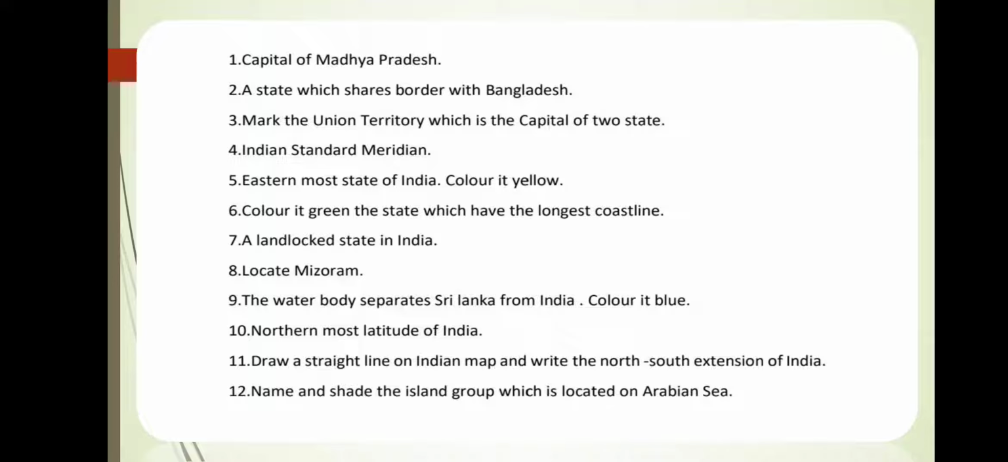So you see the questions: capital of Madhya Pradesh, states which share borders with Bangladesh, mark the union territory which is the capital of two states, Indian Standard Time, easternmost state of India, color it green the state which has the longest coastline, a landlocked state in India, locate Mizoram, the water body that separates Sri Lanka from India, color it blue, northernmost latitude of India, draw a straight line on the Indian map and write the north-south extension of India, and the last one is name and shade the island groups located in the Arabian Sea.